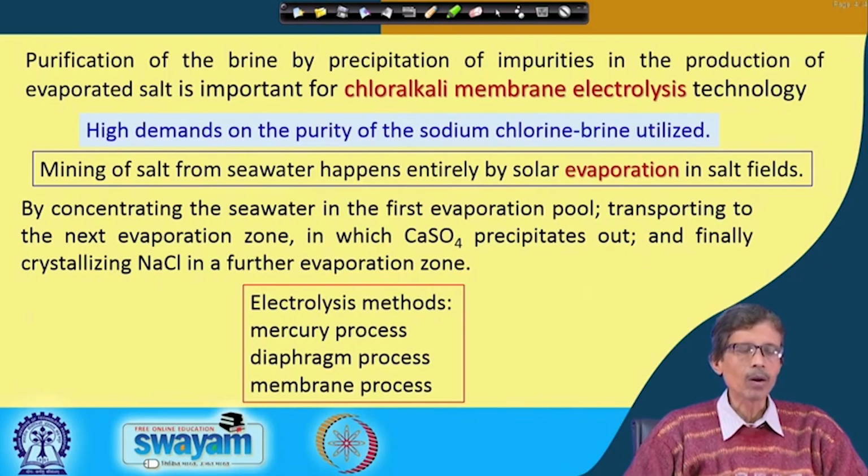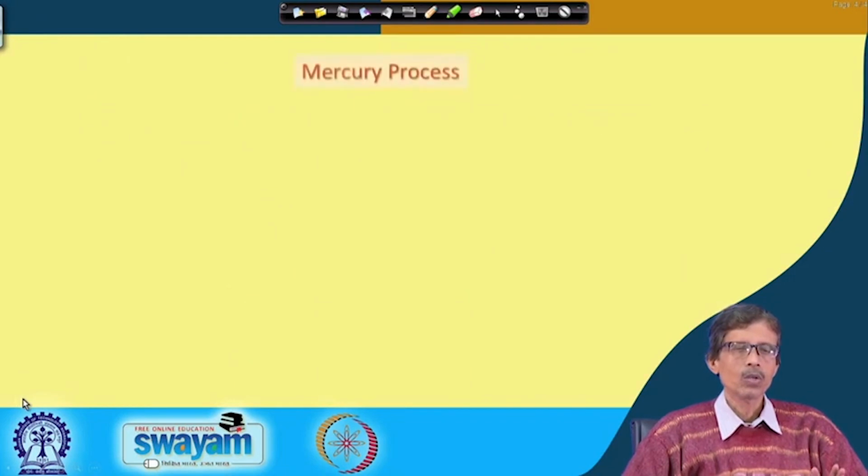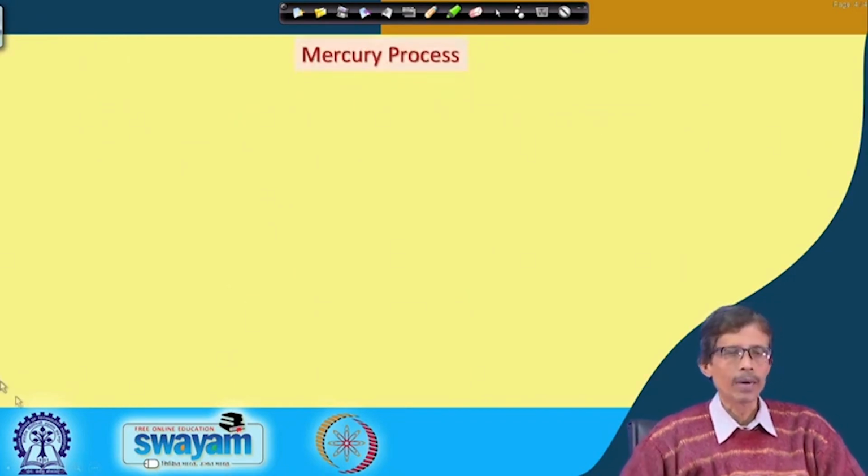So with the development of that particular technique, we can introduce a diaphragm for the separation of the material coming out, which is known as the diaphragm process. Finally, we have a more sophisticated membrane to be used, and this will be known as the membrane process. So the first one is the mercury process.